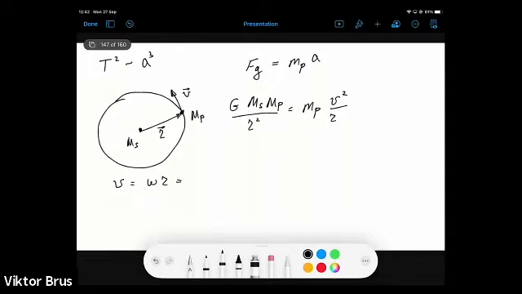In other words, since here we deal with the period, not with the angular velocity, we need to go from angular velocity to period. Who remembers how we do this? How can we write angular velocity in terms of period?